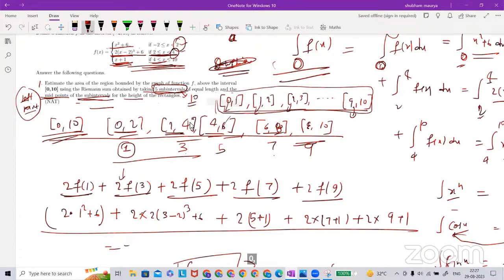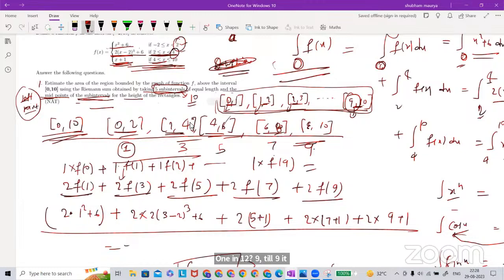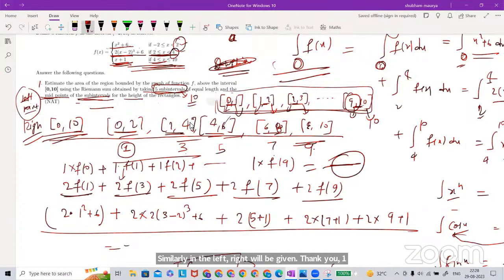What is going to be the Riemann sum now? The Riemann sum is 2 into f0 plus, sorry, what is the length here? Each is 1, right? It is not 2, in place of 2 it will be 1. Now 1 into f0, 1 into f1 plus 1 into f2, up to 1 into f9. Now finally find the sum. Similarly, if right is given, then in place of left you will take the right one: 1, 2, 3, up to 10, and the same width is there. So 1 into f1, 1 into f2, like this, up to 1 into f10. That is going to be the right Riemann sum, the left Riemann sum, the midpoint Riemann sum. Then integrate. That's all.